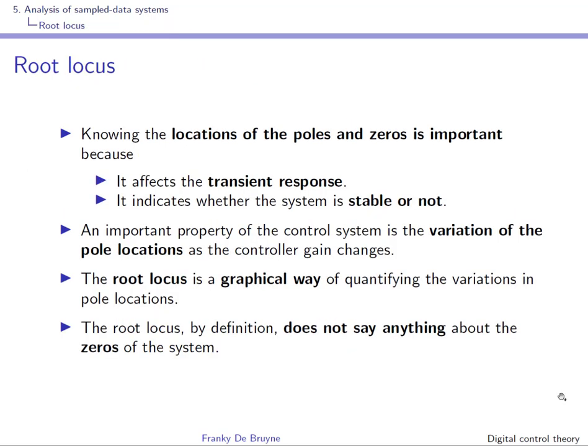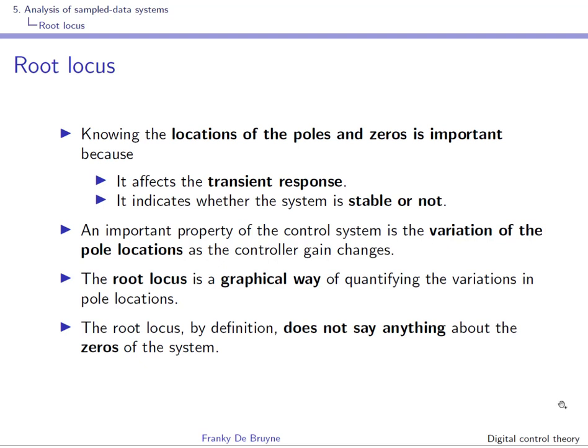We'll see here that in discrete time you can still use the root locus. In this last subsection, the pace will be a little bit faster because this is material that you've seen in last year's course, Fundamentals of Control Theory.